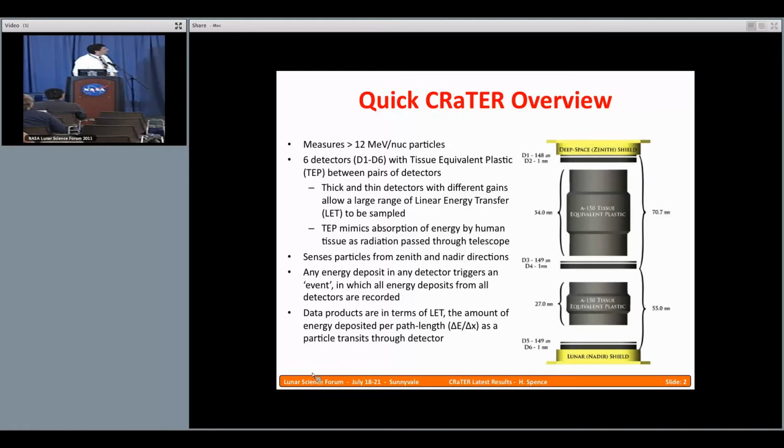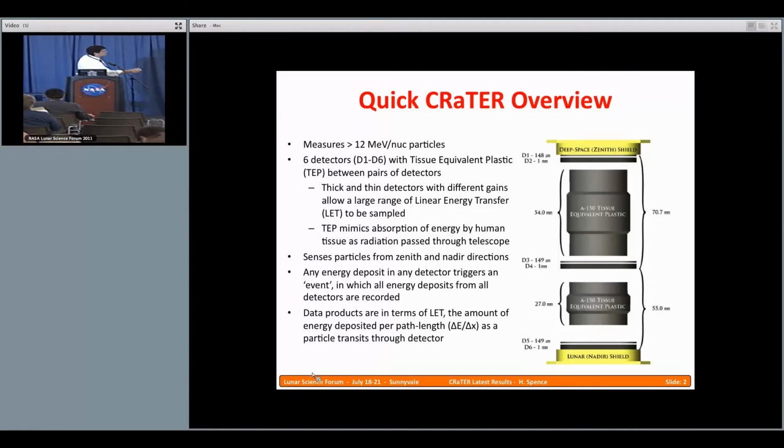A quick overview of the instrument. It's really a remarkable instrument. It's basically three detectors, each with a thin and a thick portion. Detector 1 is the thin portion of the first detector. Detectors 3 and 4, again thin and thick portions, and D5 and D6.